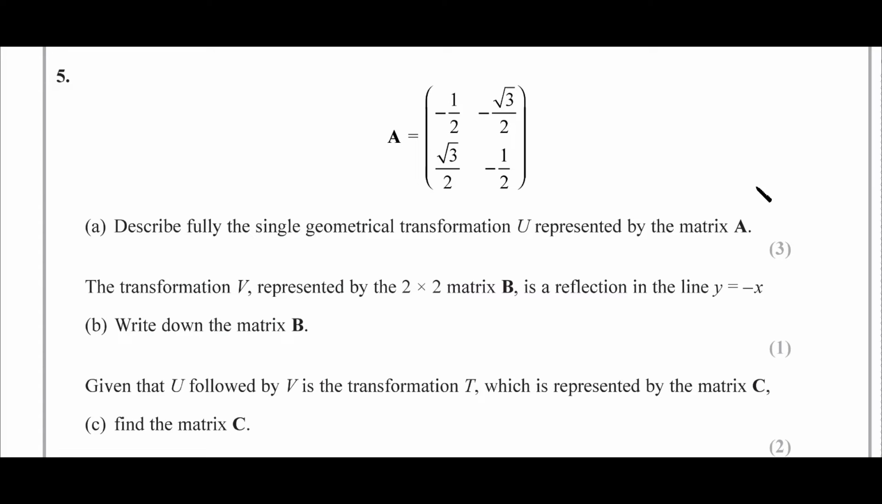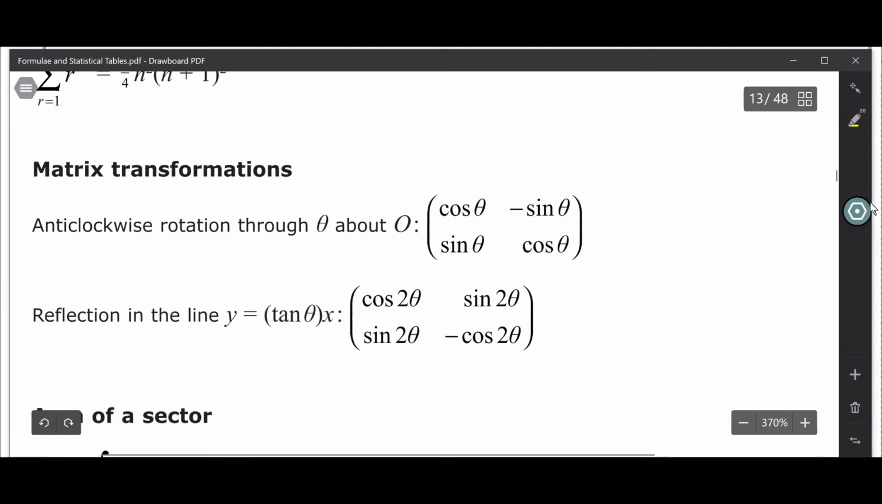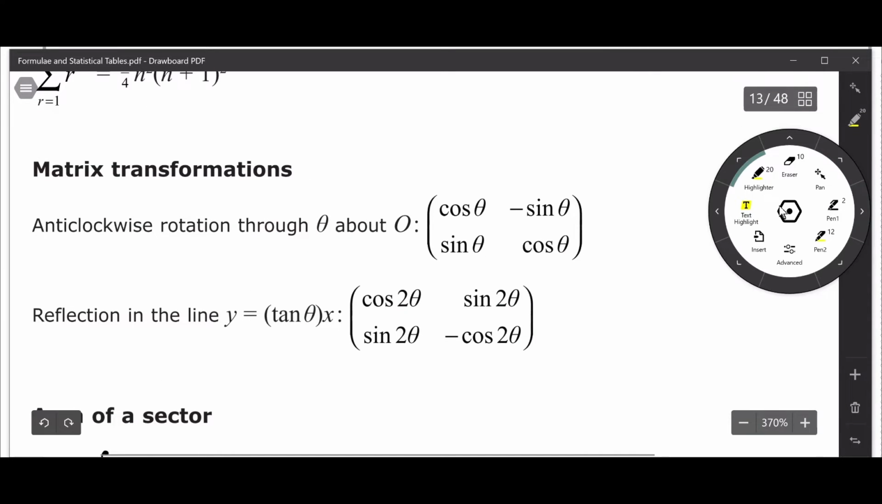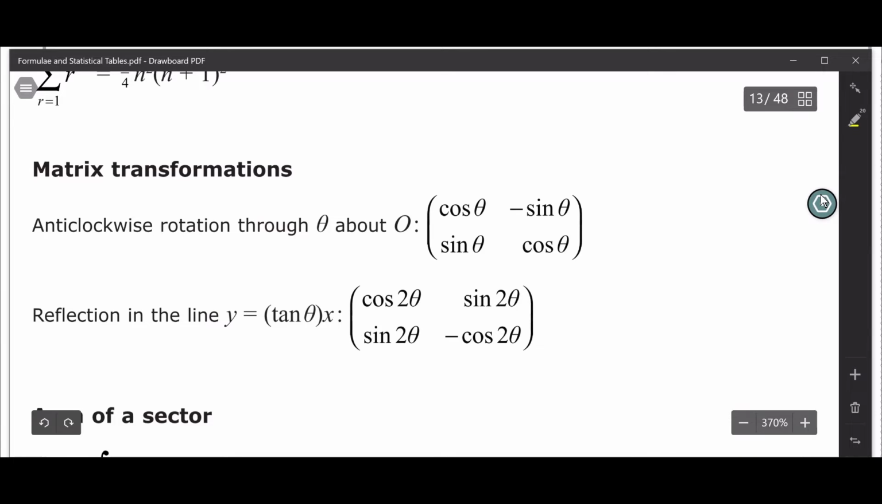Question number 5. We have a matrix A with elements -1/2, minus √3/2, √3/2, and -1/2. We have to describe fully the single geometrical transformation U represented by the matrix A. And if we go to our formula book, the formula we require is this one over here, where we have an anti-clockwise rotation through theta about O.